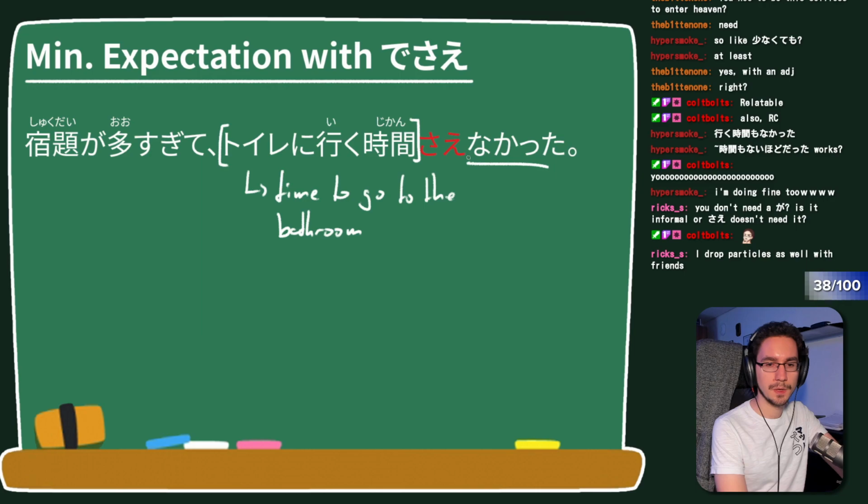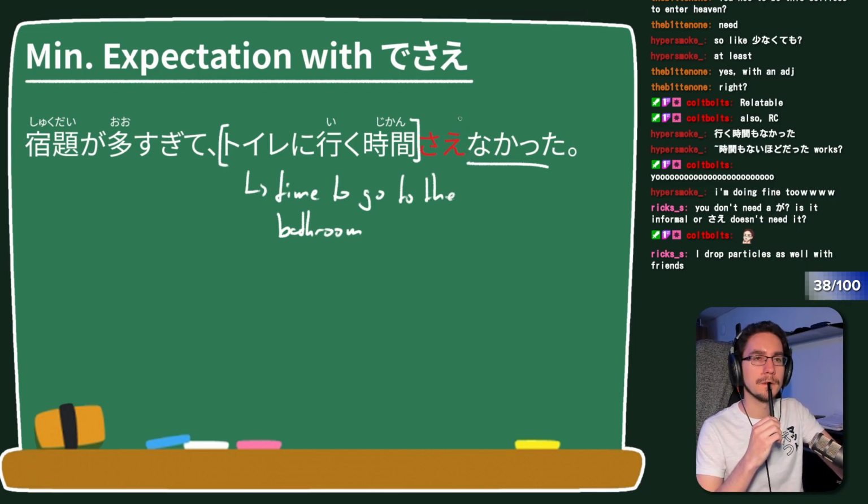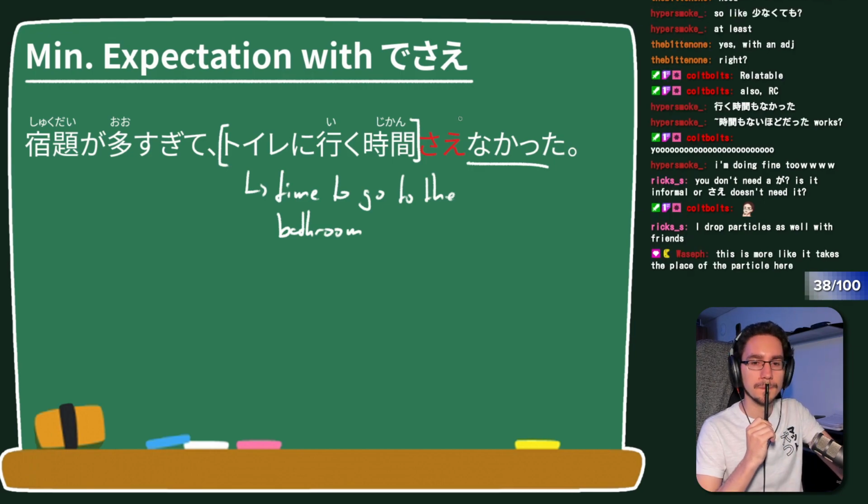I drop particles as well with friends. Yeah, but there's a difference. So, あなたさえいれば. I don't think you add particles like ga or o after sae. It sounds weird to me. I do not think you would add ga. It takes the place of the particle here.